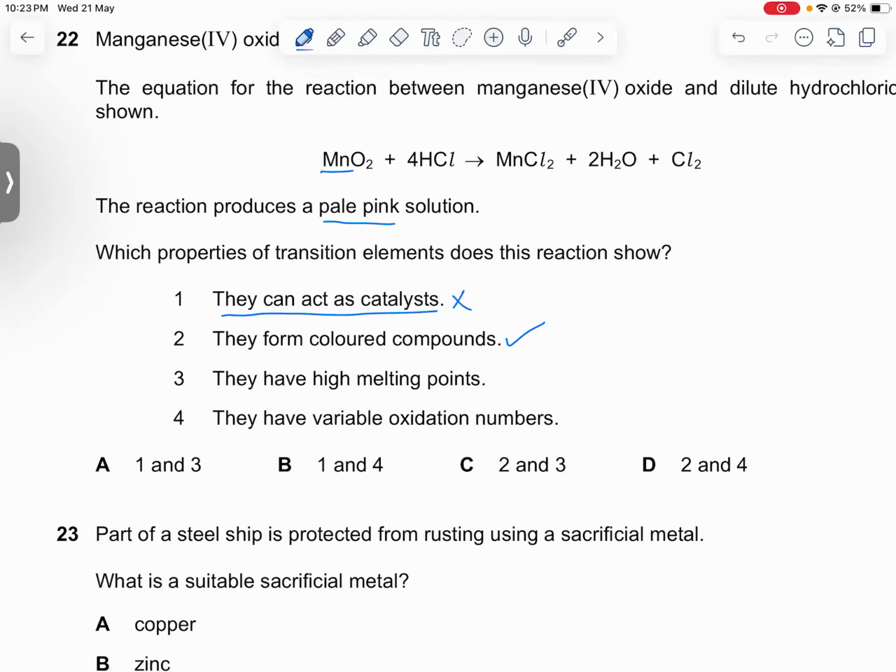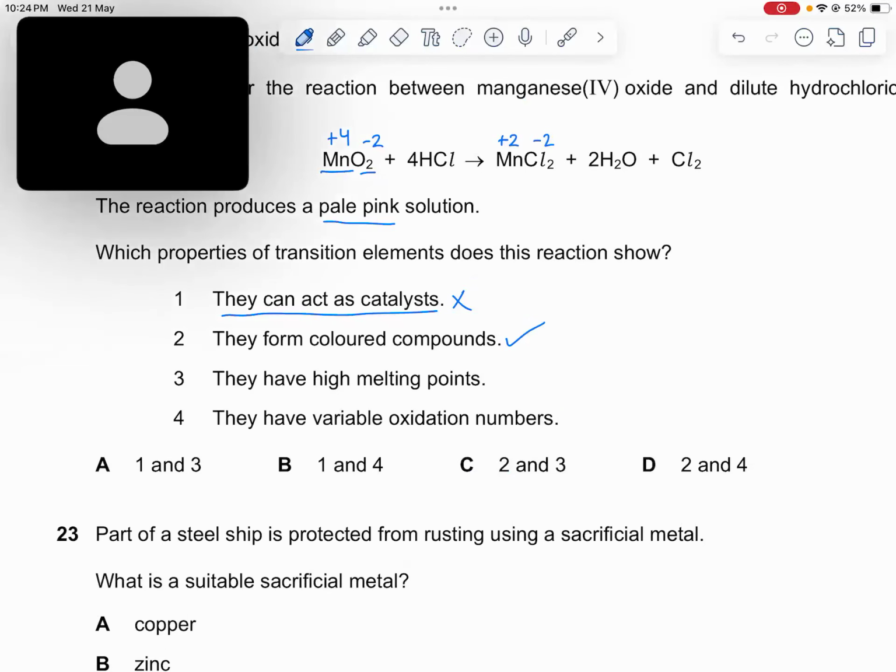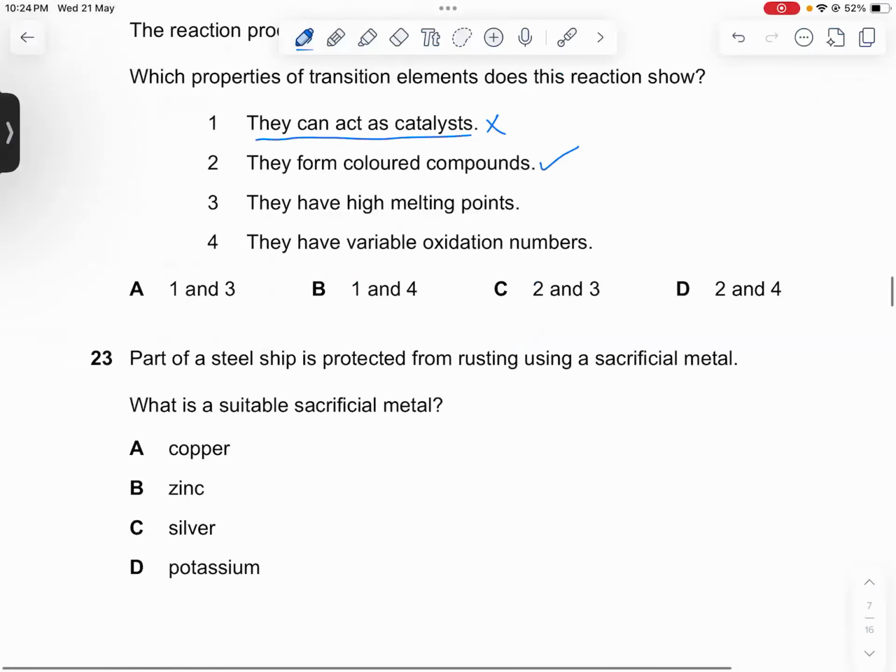Let's look at the transition element. Initially, it has a +4 oxidation state because two oxides are -2. Then when it forms MnCl2, it has a +2 oxidation state because two chlorides are -2. All right. Any problems? No. All right. On to the next question.